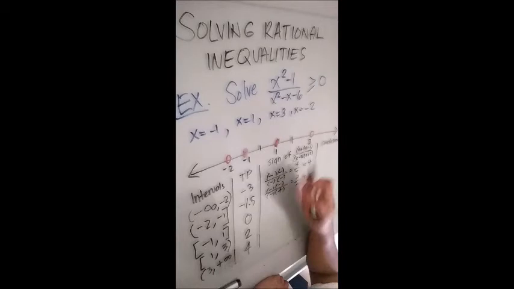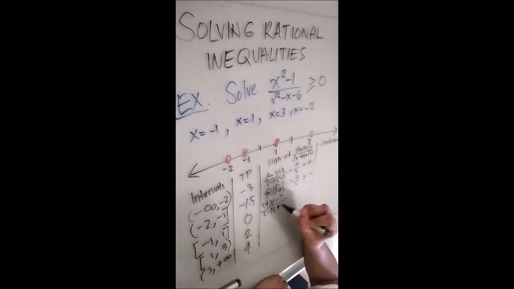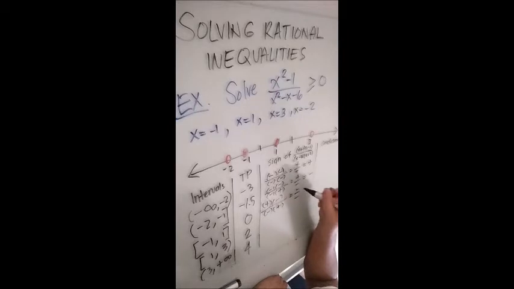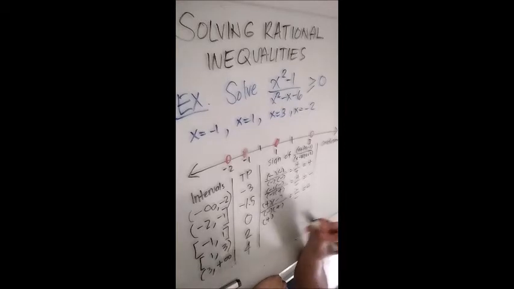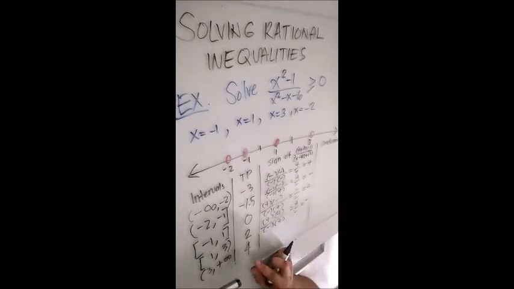When x is equal to 0, we have 0 plus 1 is positive, 0 minus 1 is negative, over 0 minus 3 is negative, 0 plus 2 is positive. So this is negative over negative is positive. When you have 2, 2 plus 1 is positive, 2 minus 1 is positive, 2 minus 3 is negative, 2 plus 2 is positive. So this is positive over negative. This is negative.